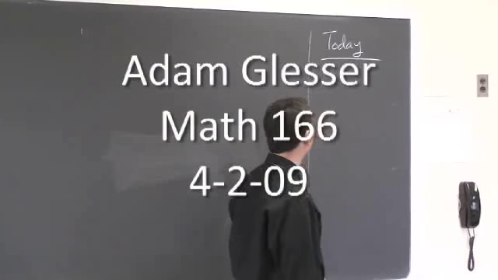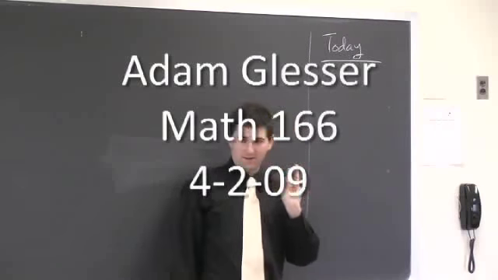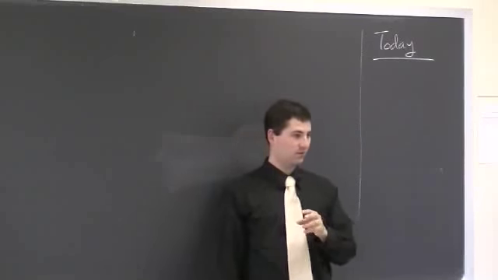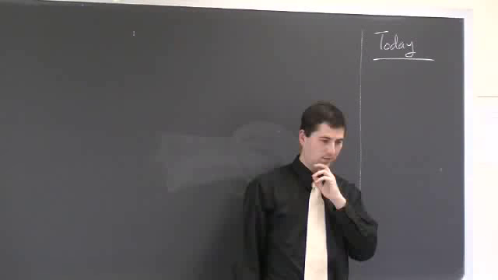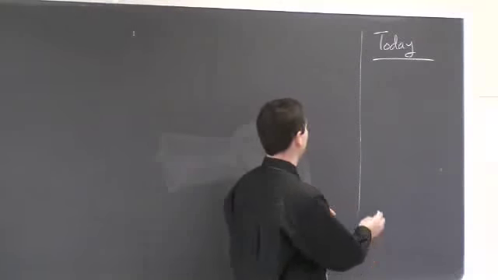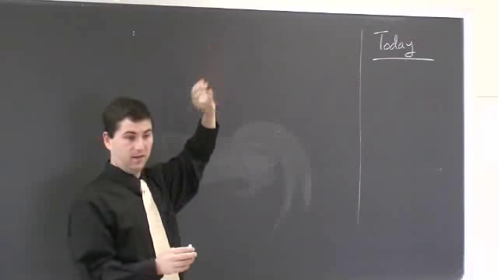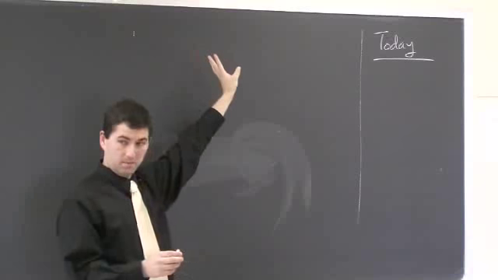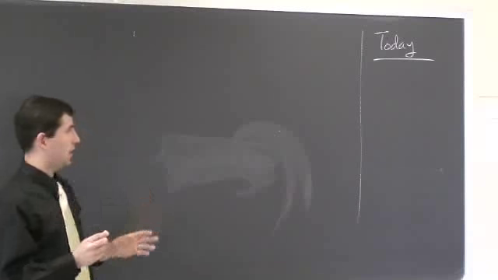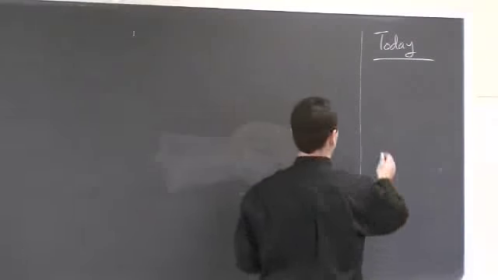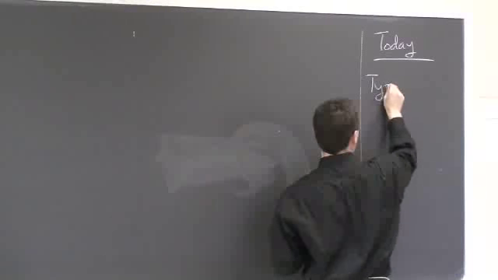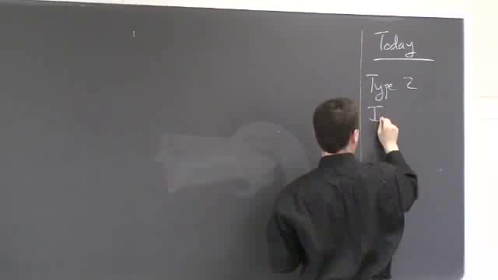Okay, so yesterday we started talking about improper integrals. Recall these were the ones where you had infinite limits, right? You go from a to infinity or minus infinity to b. Today we're going to talk about another type of improper integrals, the so-called type 2 improper integrals.